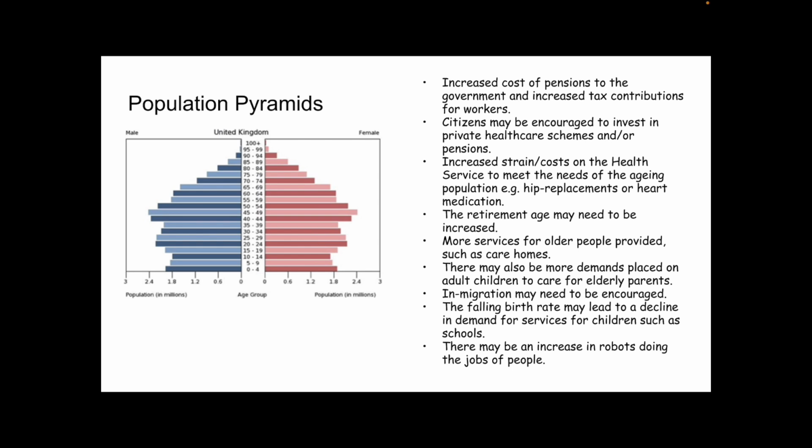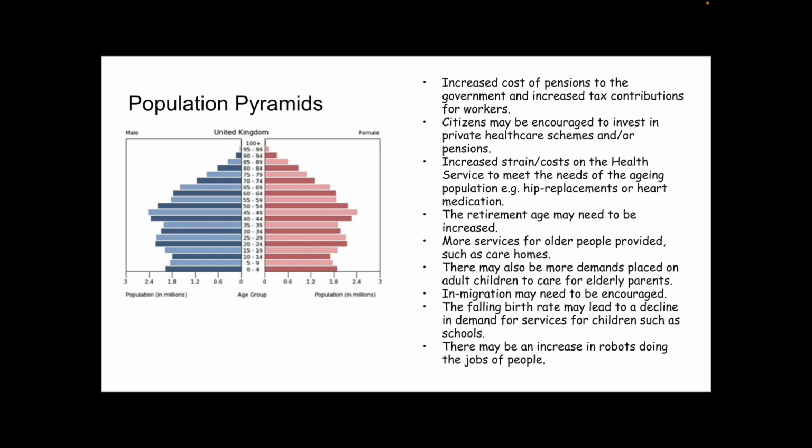Because of that, a lot of people living in the country will be encouraged to invest in private healthcare or private pensions, because they know that the government might struggle and they might not get as much as they would want or need to live on, certainly to live the lifestyle we're used to. Obviously, there's going to be increased strain on the health service. Things like hip replacements, heart medication, these will all give you good marks. Retirement age might need to be increased, and it has already happened in a lot of countries, ourselves included. As well as the health service, other services, so care homes, meals on wheels. Also more demands on adult children to look after elderly parents who are living a lot longer.